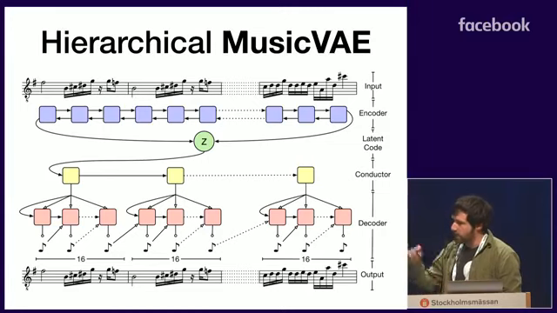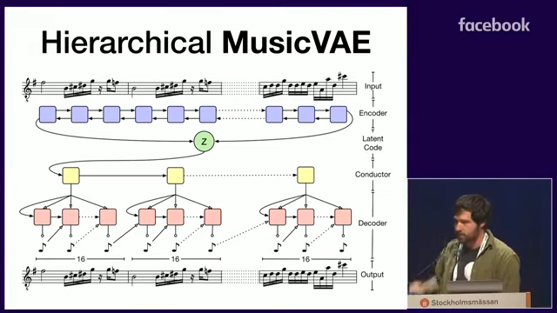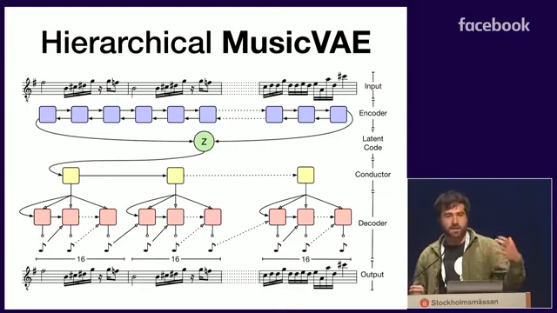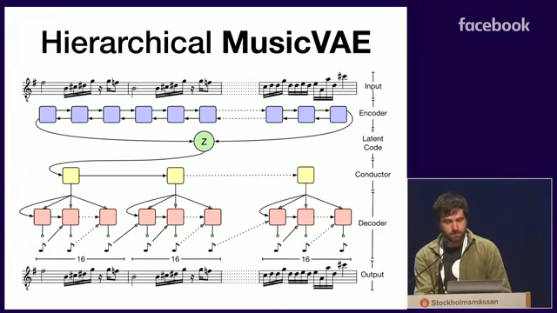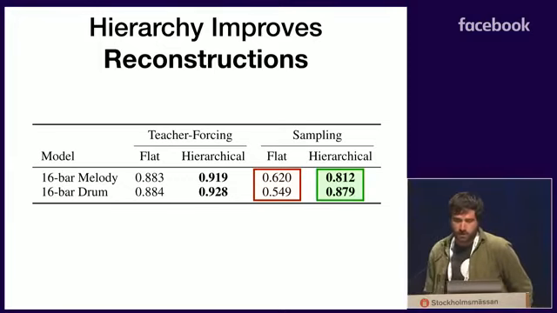So the important thing here is that we have a single latent code. That's one important thing. The second is that we're not using autoregression at the conductor level, at the first level of the decoder. And what this does is it forces the model to really use that latent code. Its memory essentially gets reset every 16 time steps, every bar. It doesn't get to see what the previous bar was. It can only look at its latent code, or the embedding generated from the latent code, which helps it use this global context. And when we use this model, you can see there's a huge increase in the accuracy of reconstructions, both with teacher forcing, but also with sampling, which is really the important one here.